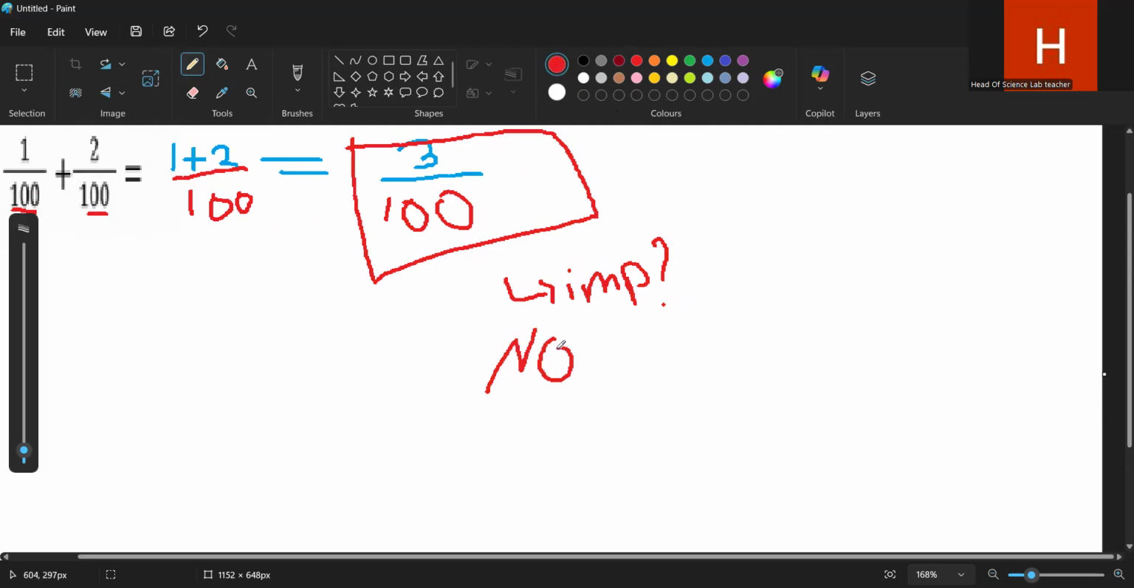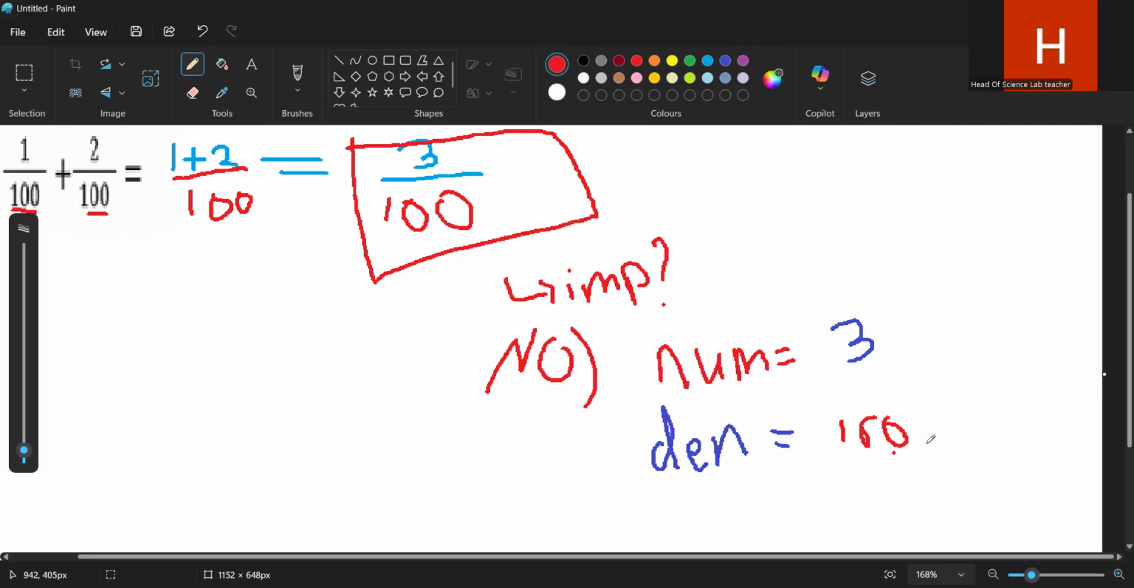No. If you answered no, you're right. It's not. Why? Because here, the number on the top, the numerator, so 3 is the numerator. I'm going to write NUM for numerator. Let's try blue. Numerator is 3. But the denominator is, I'm just going to use red, 100. Right? So the denominator is actually bigger than the numerator. So we don't have an improper fraction.